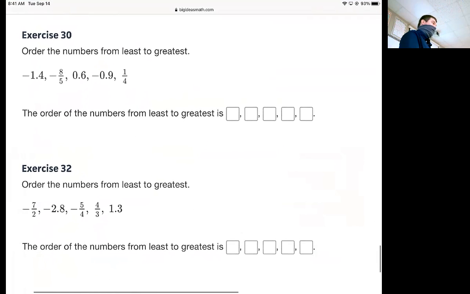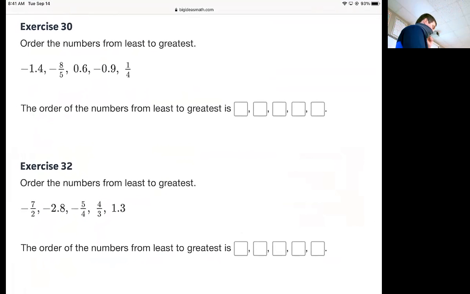They're going to have you do the same thing. For number 30 and 32, you can see they give you a mixture of fractions and decimals. They also give you a mixture of positives and negatives. Remember, any negative number is automatically smaller than any positive number. So as I'm starting to organize these, start with your negatives. In number 30, how many fractions do I have? 2.